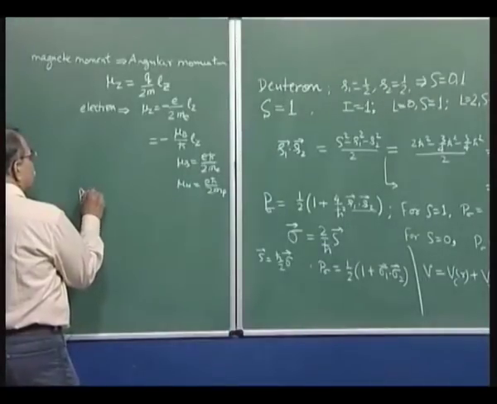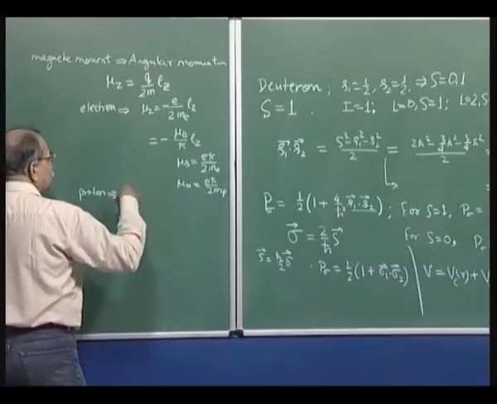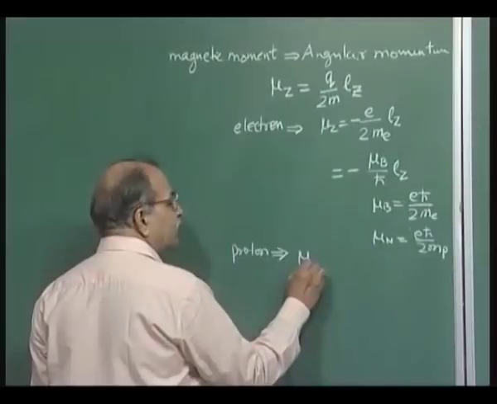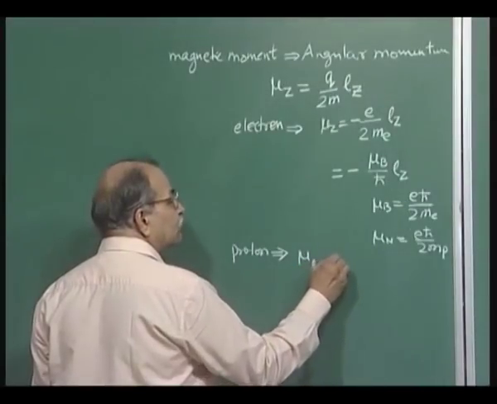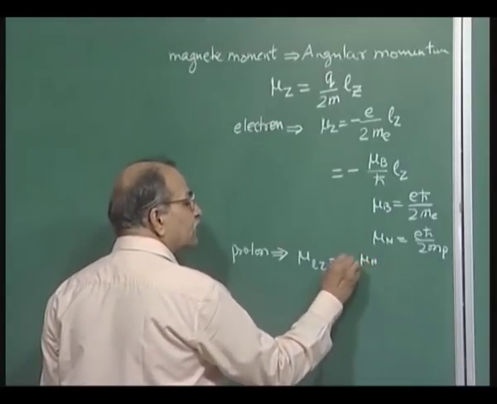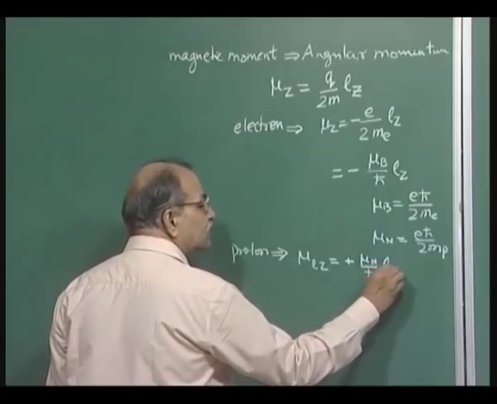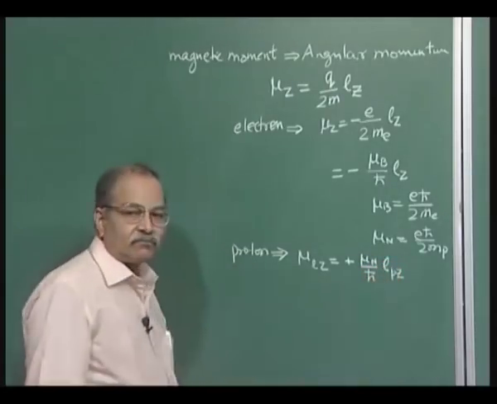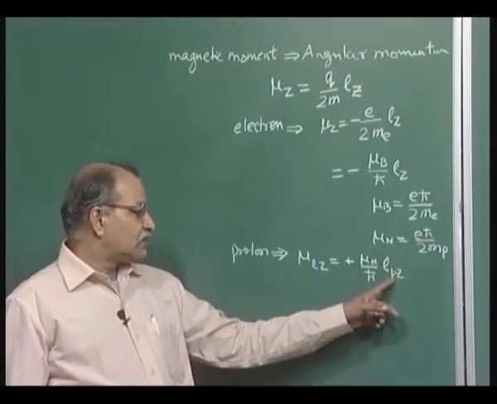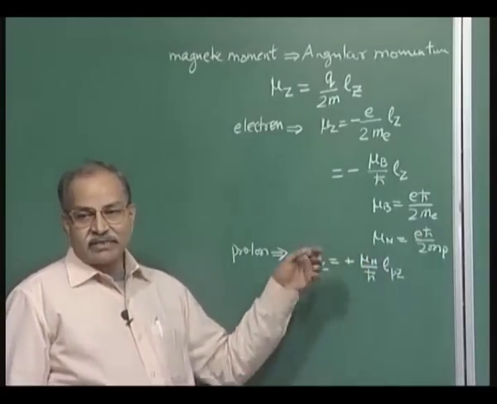So if you have a proton and you are considering just this motion, then the corresponding mu z, or you can write it mu L z, will be, not minus, plus mu n over h cross times L p z. So the relation between orbital angular momentum and the corresponding magnetic moment is the same as in classical motion.